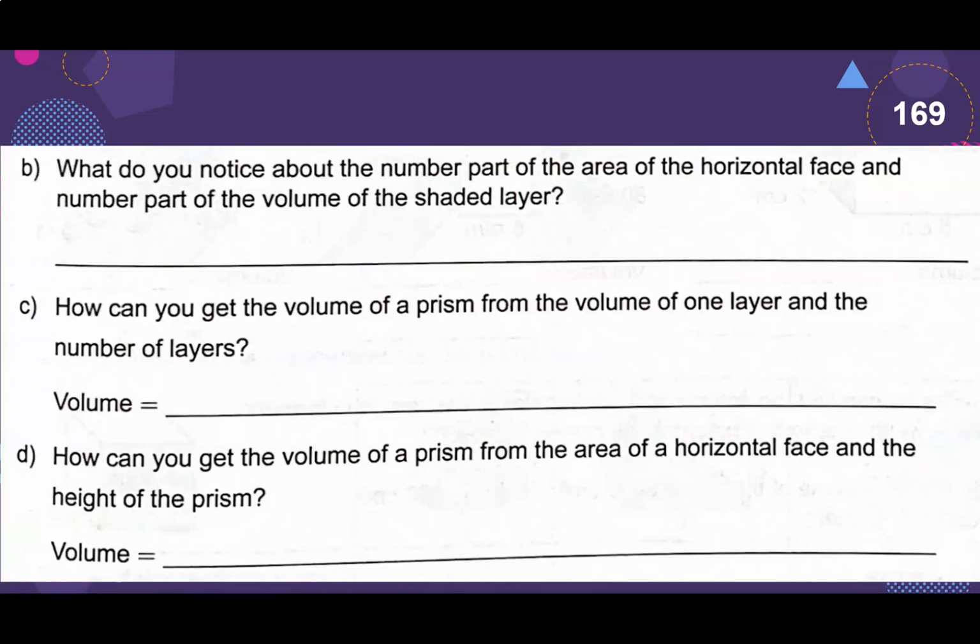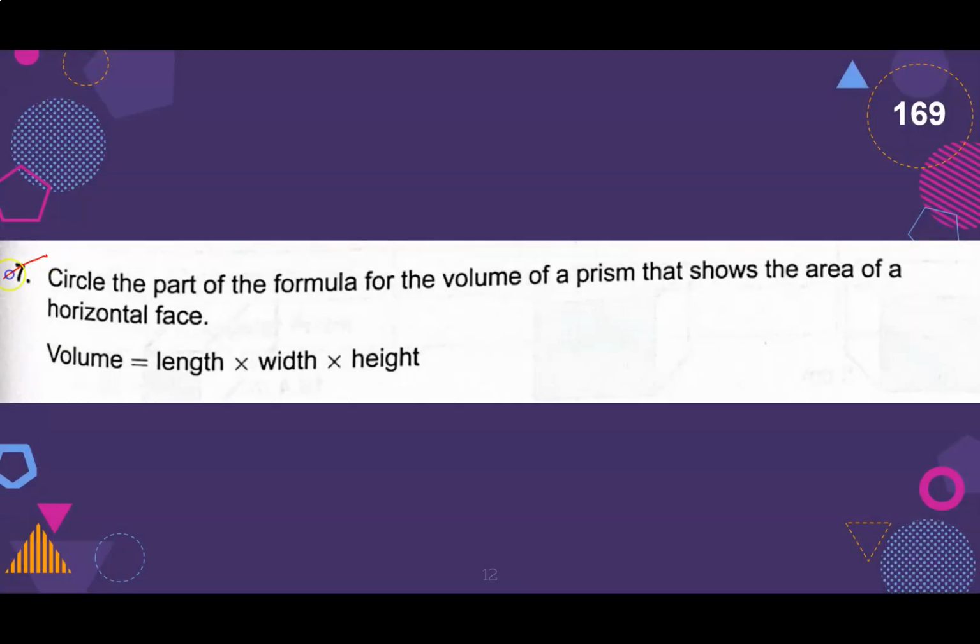I would like you to cross out parts B, C, and D, as well as question 7. And you are done for the day.